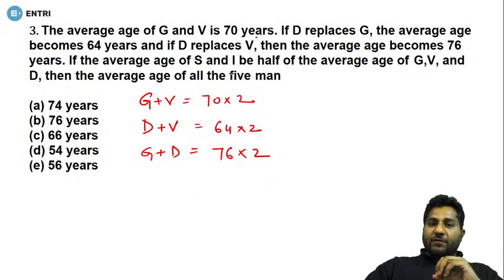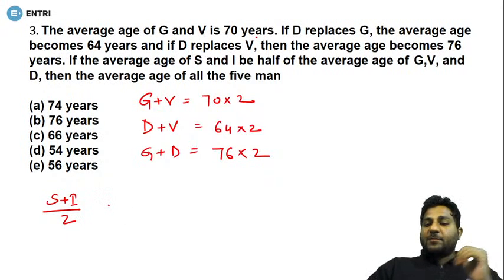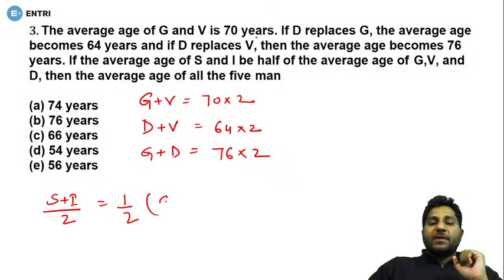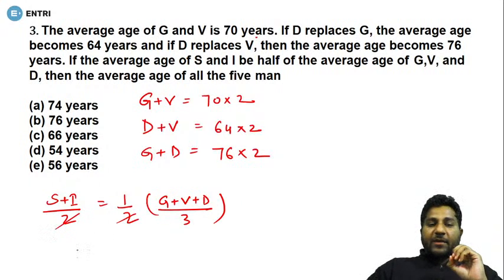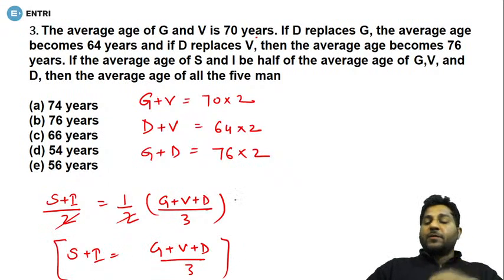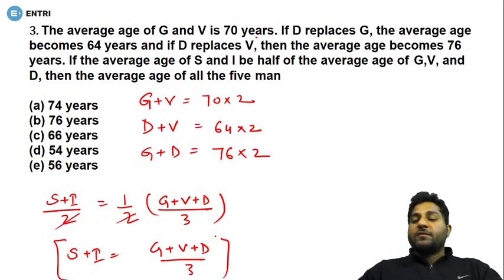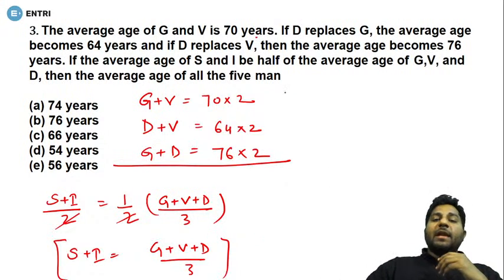If the average age of S and I, which is S plus I by 2, is half of the average age of G, V and D, whose average age is G plus V plus D by 3, then S and I's total age will equal the average of G, V, D's age. So first we need to figure out the sum of G, V, D. How are we going to do that? We will add all the equations. Look at this.